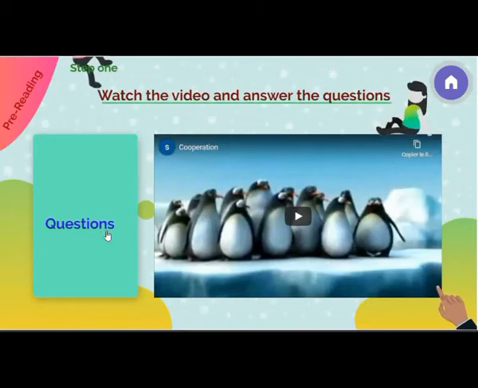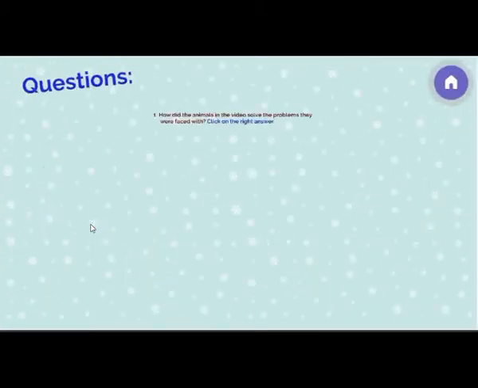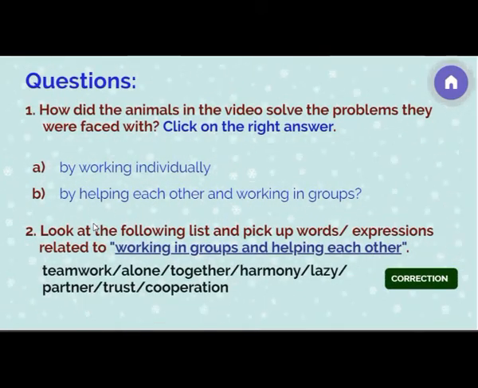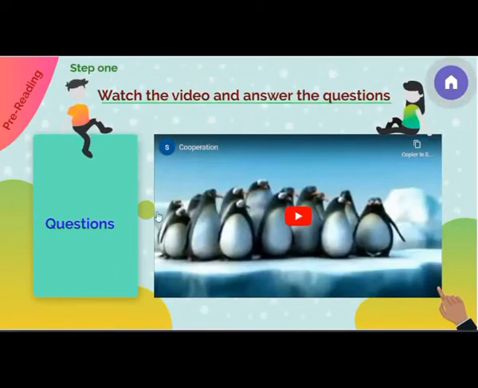Okay, in step 1, you're asked to watch a video and answer the questions. Of course, before watching the video, I'm going to read question 1 for you, and then we go back to the video. Okay, question 1. How did the animals in the video solve the problems they were faced with? All you need is to click on one of these alternatives. A. They solved their problems by working individually. B. They solved their problems by helping each other and working in groups. Now, please pause this presentation, go to the link to the video below, and give yourself 2 minutes to watch it and answer the question.